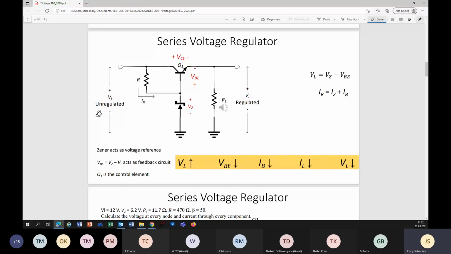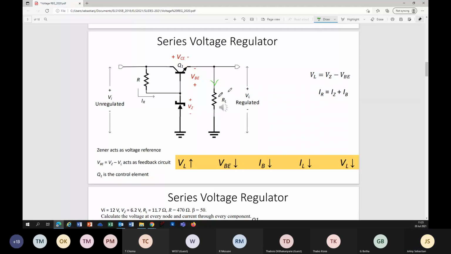Okay, number one, we need to make an expression for VL. How do you make that? If you know this current, it is easy. IL times RL is VL. But IL, you will never know unless you remember what is this RL.